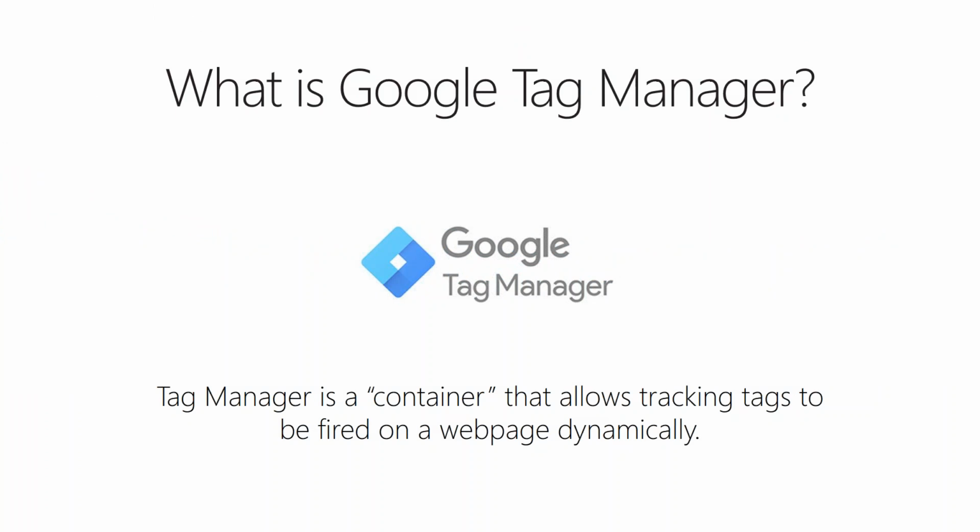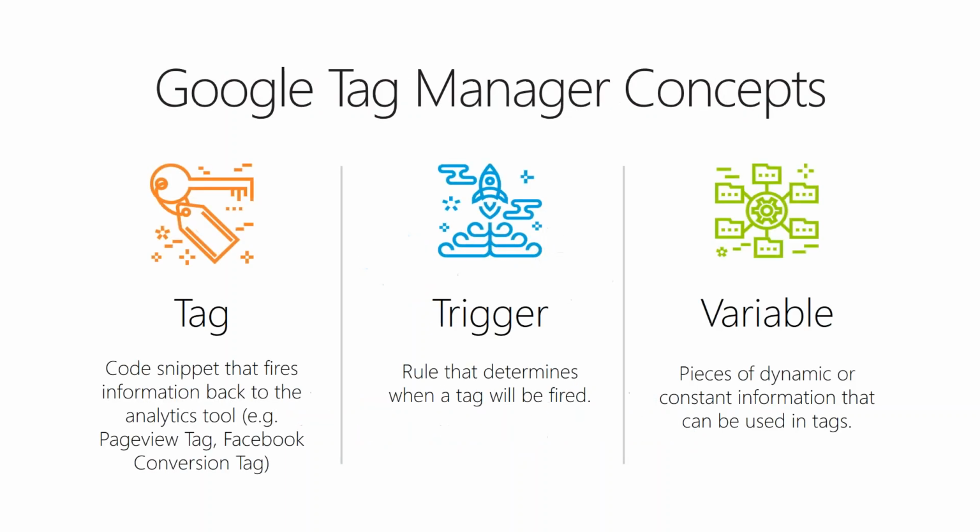Tag Manager is a container that allows tracking tags to be fired on a web page. Think about Google Analytics, like we were talking about earlier in the session: it's JavaScript implemented into your site, and that code sends information back to this account that we were just looking at. Google Tag Manager is a container where you can place all of that information, and then you can dynamically fire it instead of having to code it into your website. So let's look at the concepts of Tag Manager, and that may help give some context.